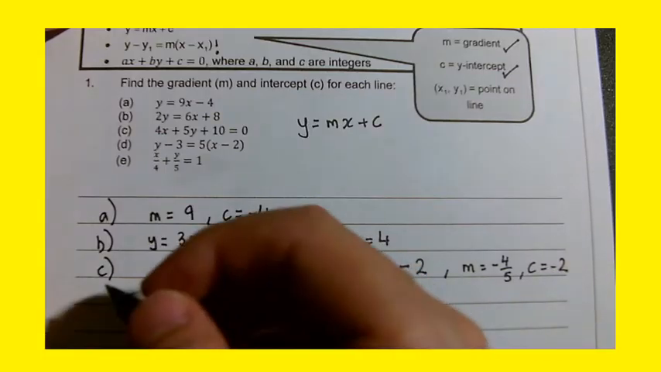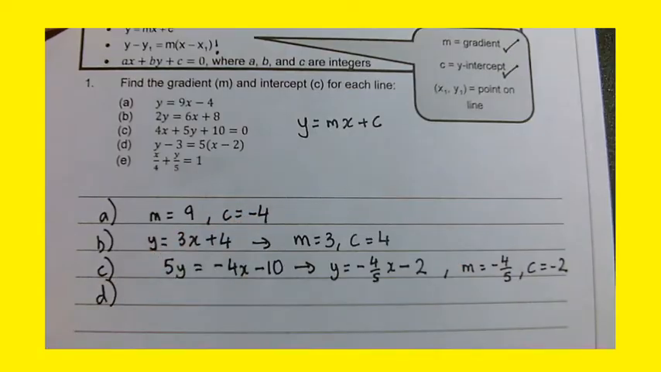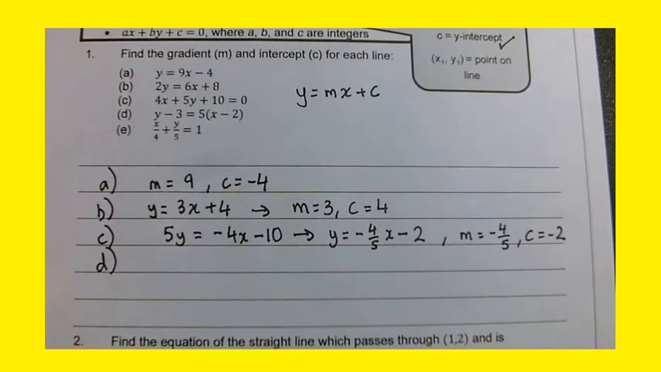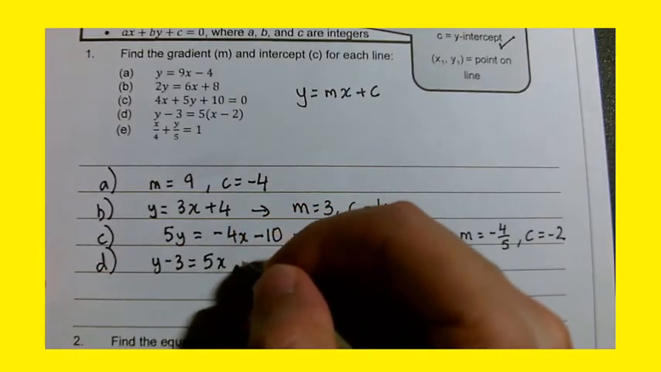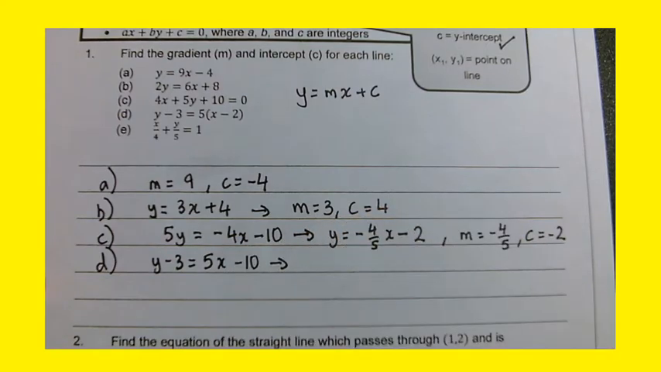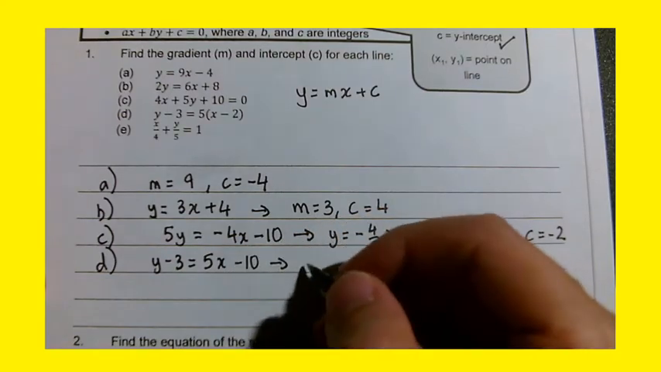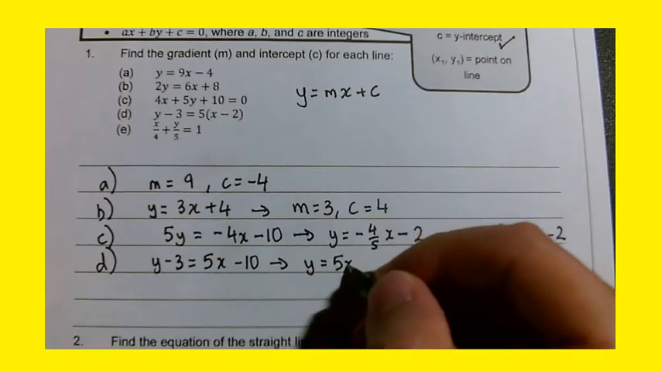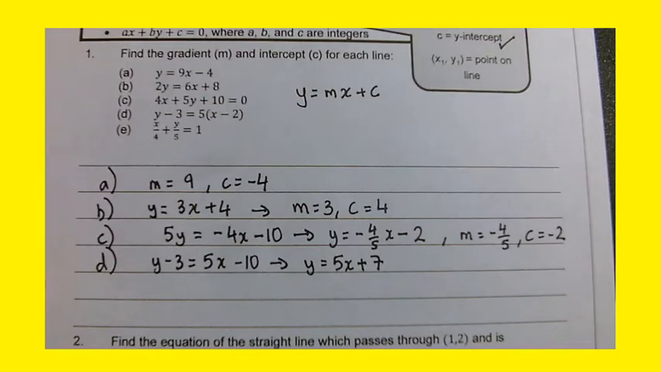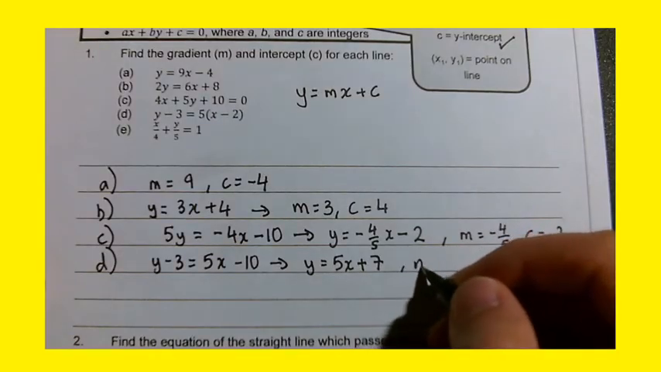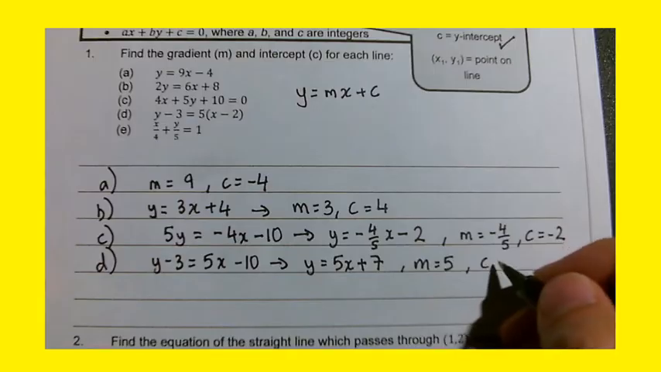Okay, part D, y minus 3 equals 5(x minus 2). So again, that's not in the form y equals mx plus c, which is a form which we can extract the gradient and intercept from. So I'm going to expand the brackets on the right hand side and then rearrange to get y equals mx plus c. And from that you can see that m is equal to 5 and c is equal to 7.